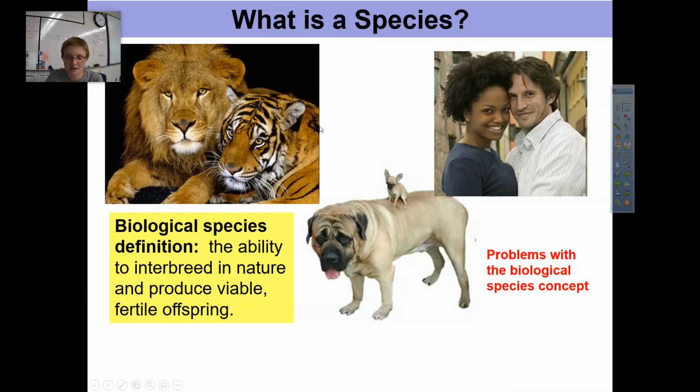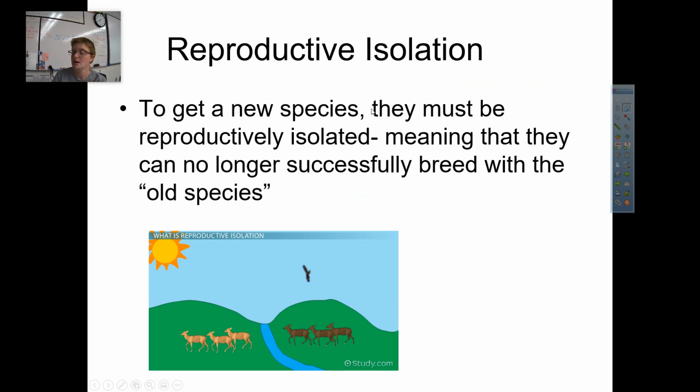Obviously there are some problems with that concept, some things that are icky, right? Because wolves and dogs can mate and produce fertile offspring, yet we still consider them separate species. So there's obviously some problems with this concept, and everything has an exception. Okay, so let's talk about how we actually get there.